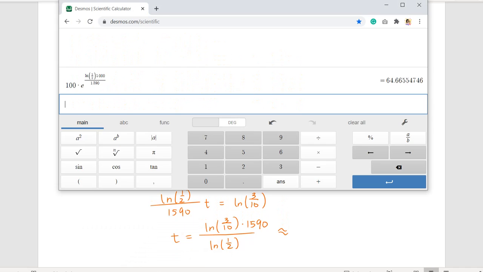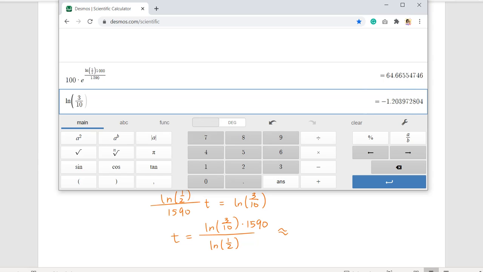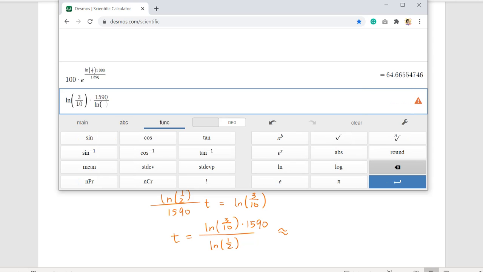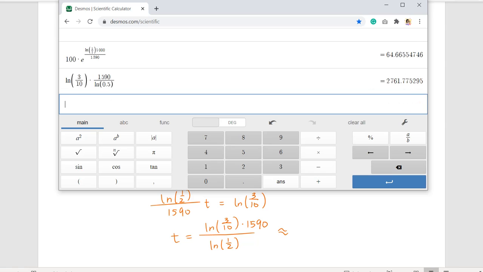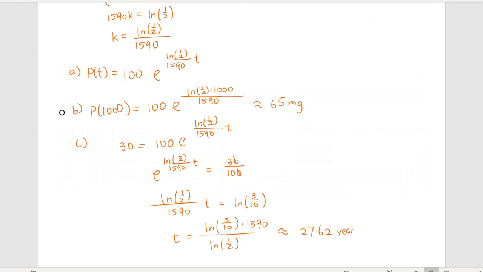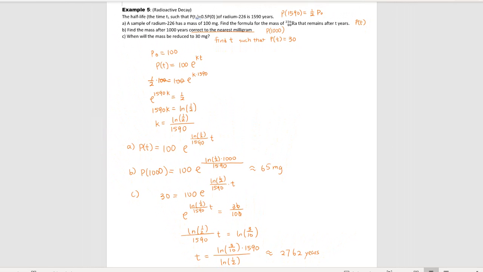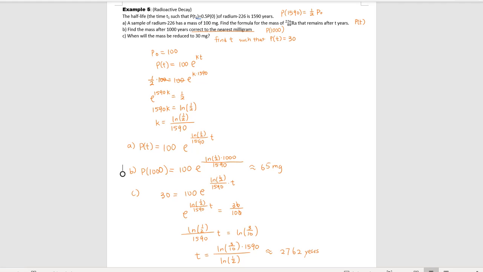Okay, let's plug this in our calculator. Natural log of 3 over 10 times 1590 divided by natural log of 1/2, which is like 0.5. Ooh, 2,762 years. Wow, long time, right? Okay, so this is the radioactive decay example. All right, let's continue.